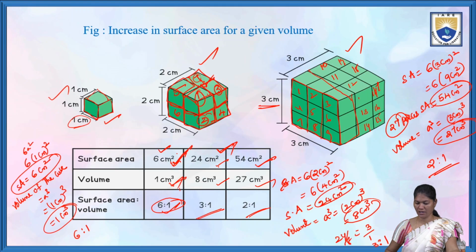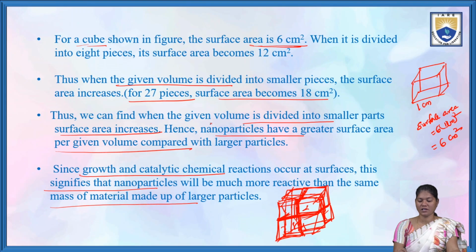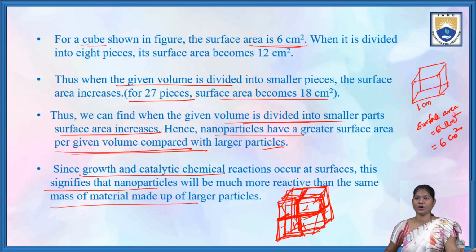So that's why, when the given volume is divided into smaller parts, the surface area is increasing. So nanoparticles have a greater surface area per given volume compared to larger particles, so that it shows different properties.